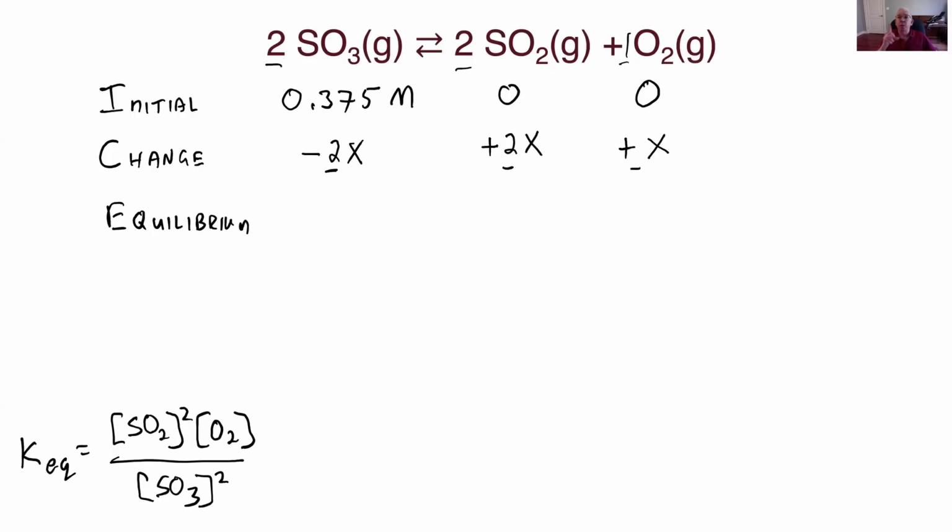This just says we know what we had in the beginning and we know what happened to it, right? So all I have to do now is sum the columns to get what I have at equilibrium. So this is 0.375 minus 2x. This is 2x, and this is x, all right?